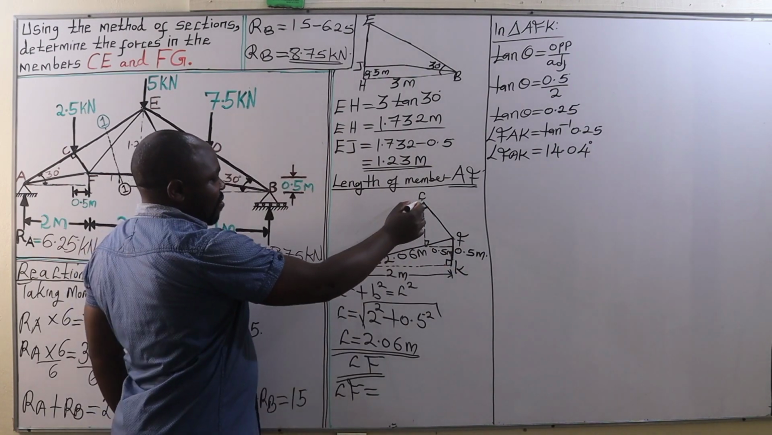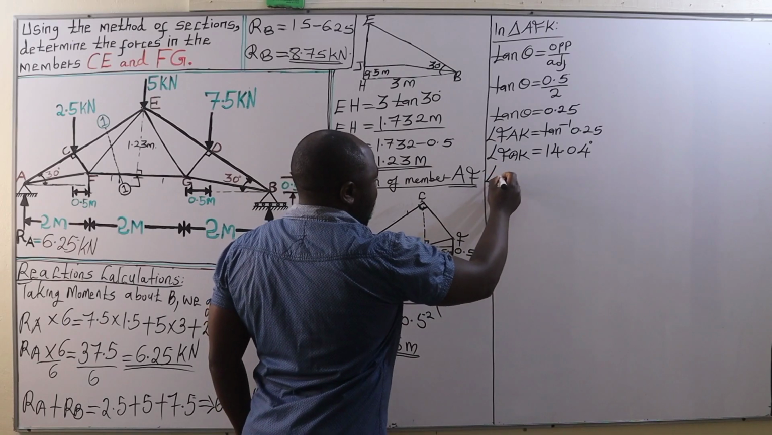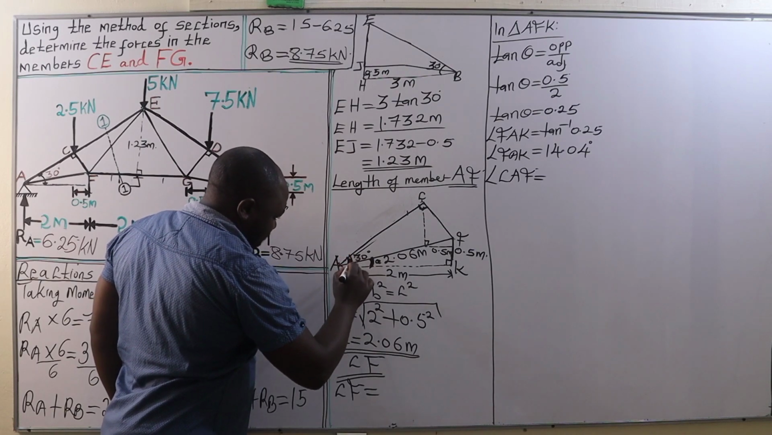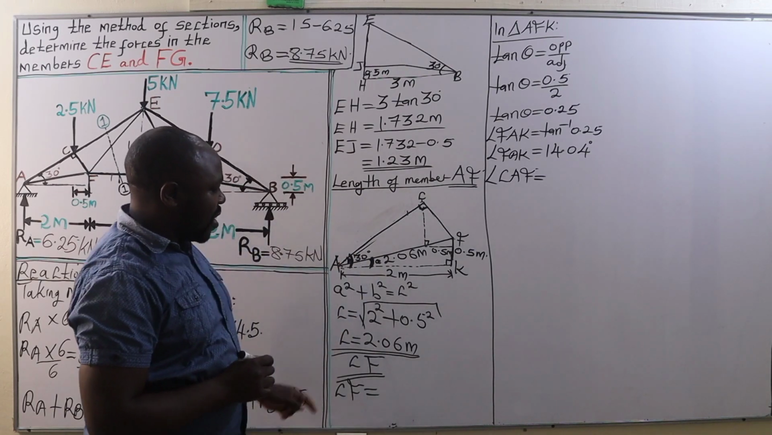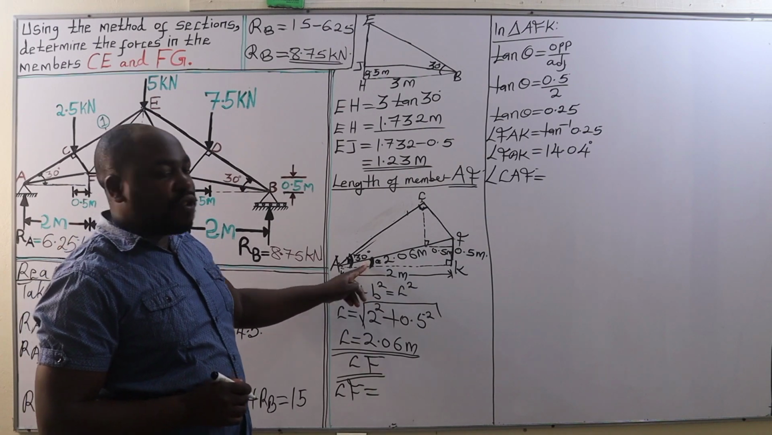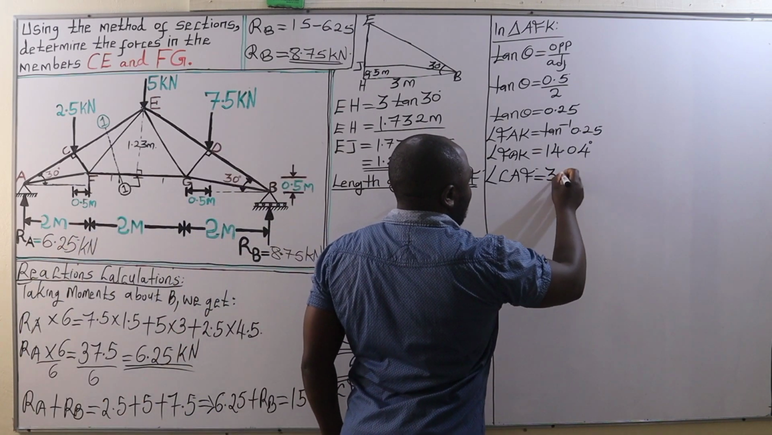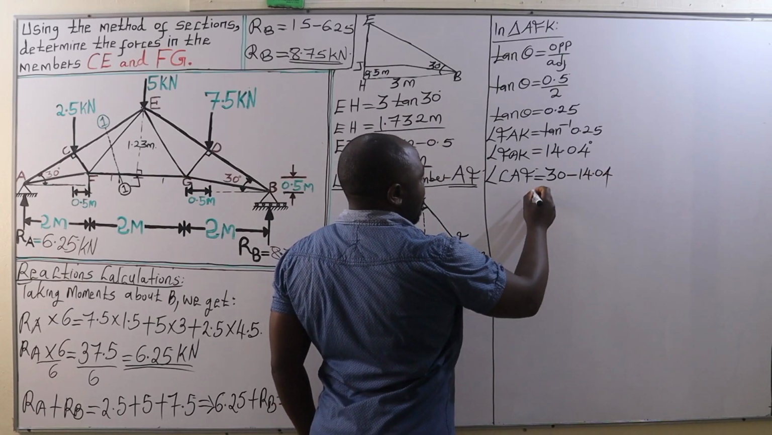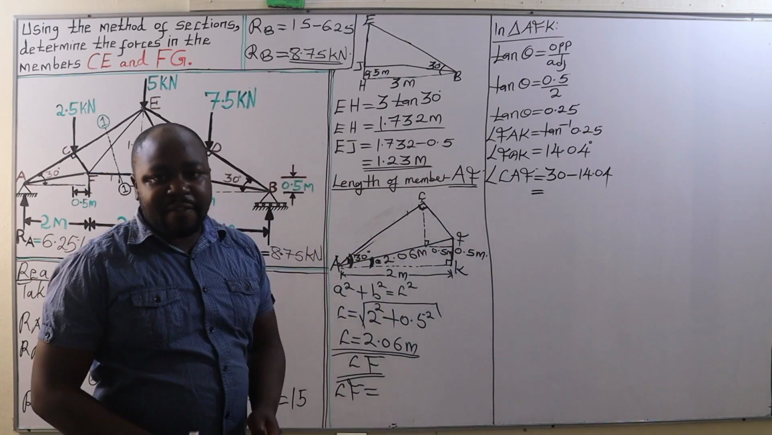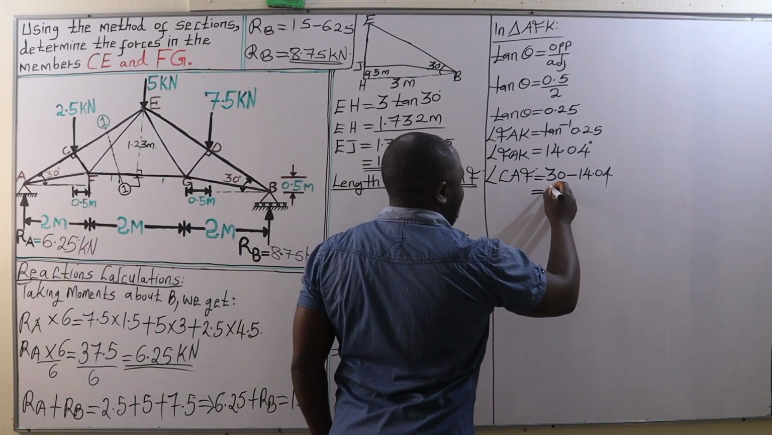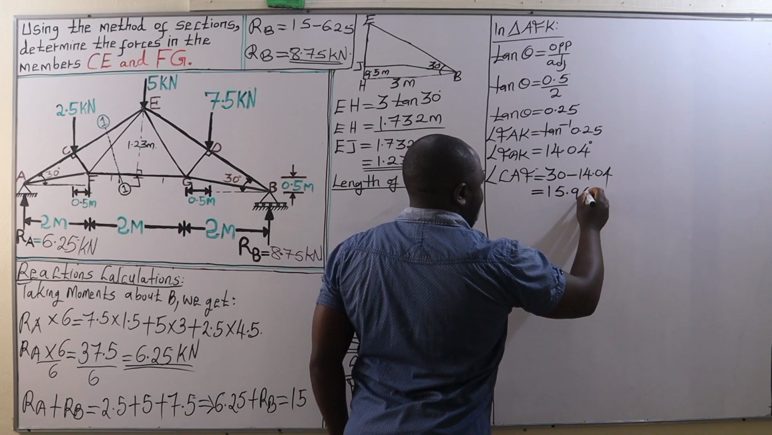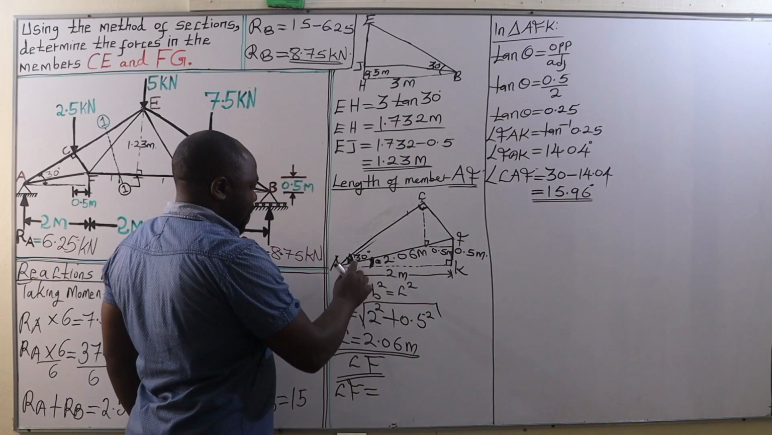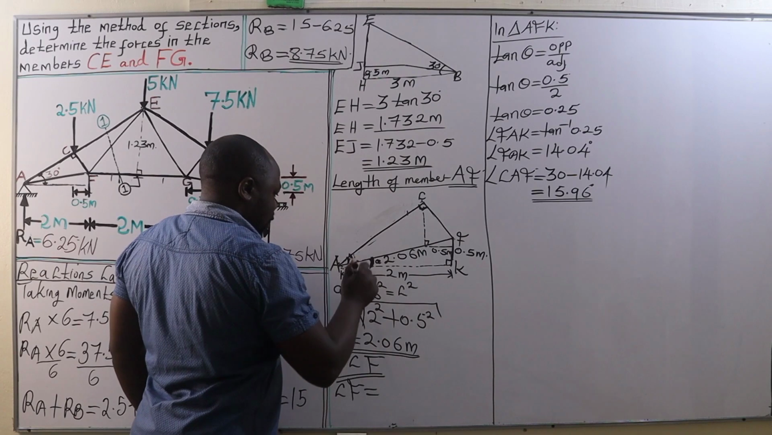Now, to get the value of angle CAF, we are going to take 30 degrees, the value of the whole angle, minus 14.04 degrees, and that's going to give us 15.96 degrees. Awesome. So we have the value of this angle, which is 15.96 degrees.